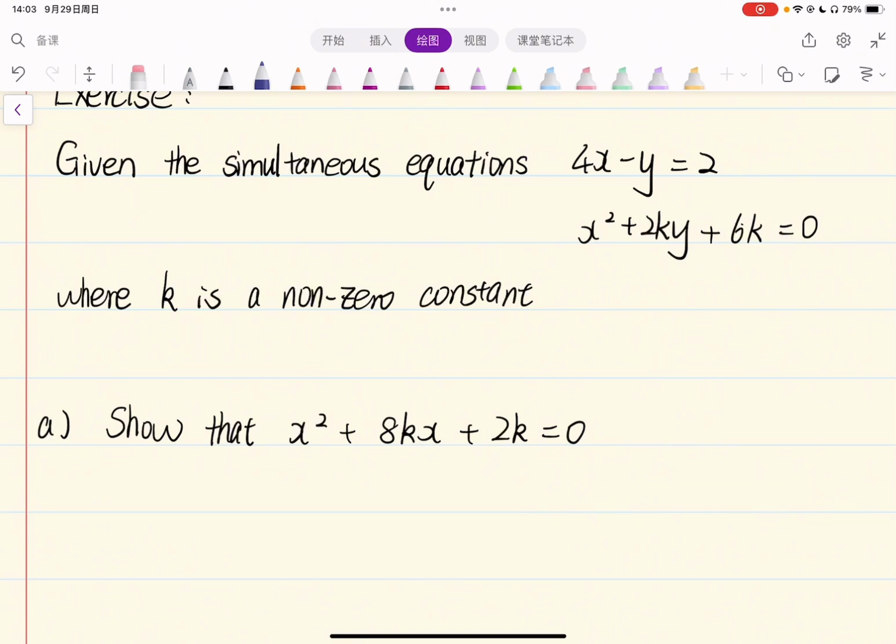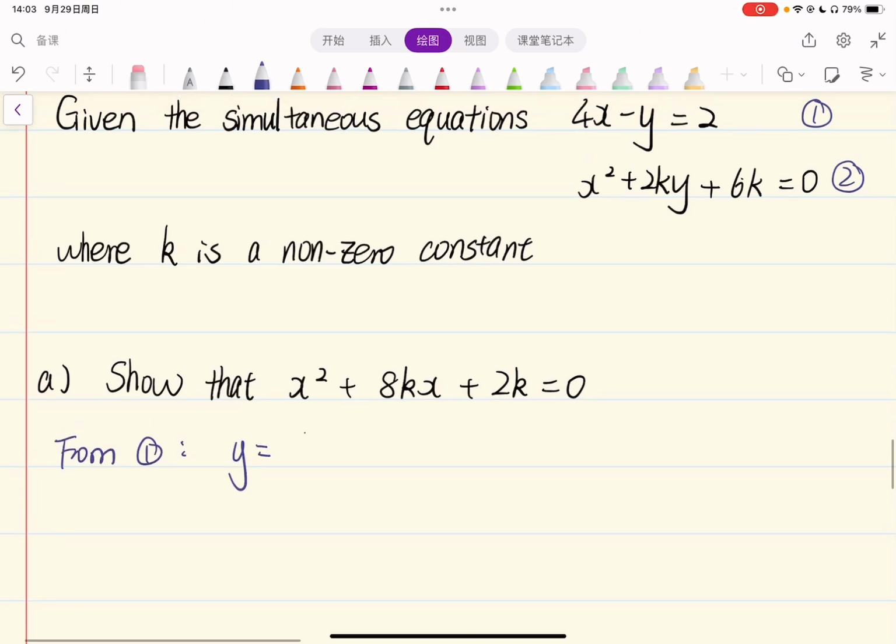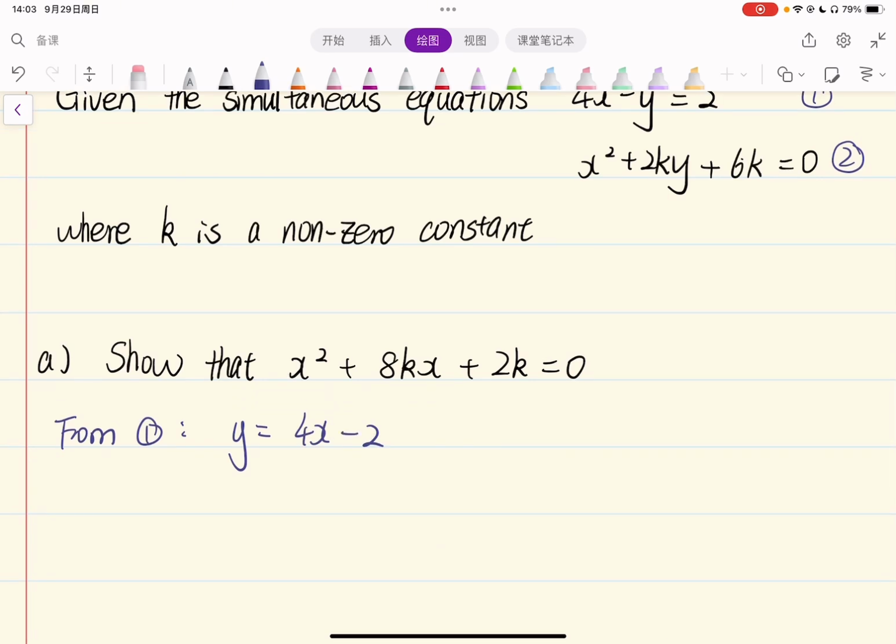So in here, we need to use substitution to get a new quadratic equation that only has x, so only one unknown. So we write 4x minus y equals 2. We call that equation 1, and the other one is equation 2. From equation 1, we can have y equals 4x minus 2, and we substitute it into equation 2.